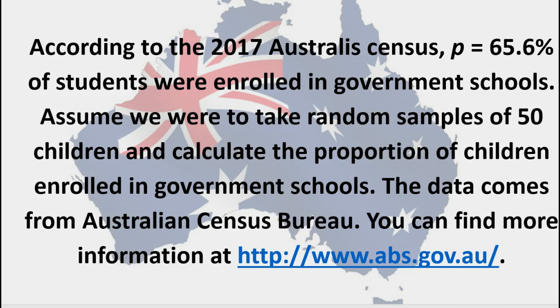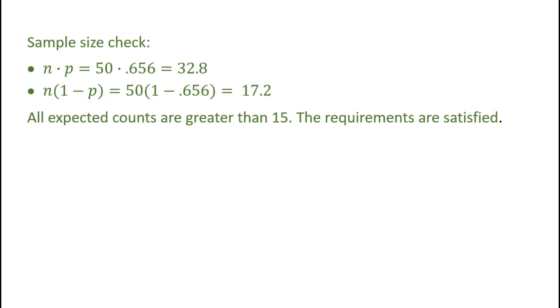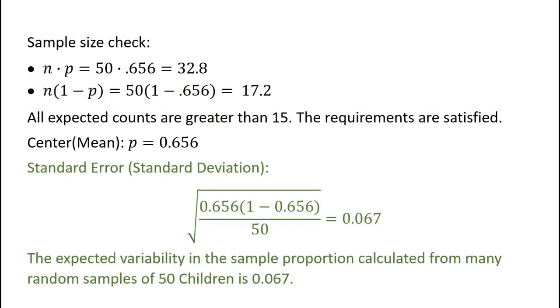Interpret these two measures. Well, first, we're going to check our sample sizes to make sure that we can apply the central limit theorem. Notice, checking our sample sizes, we have n times p is equal to 32.8, and n times 1 minus p is equal to 17.2. All expected counts are greater than 15. The requirements for the central limit theorem are satisfied. So now we can calculate the center and the standard deviation.